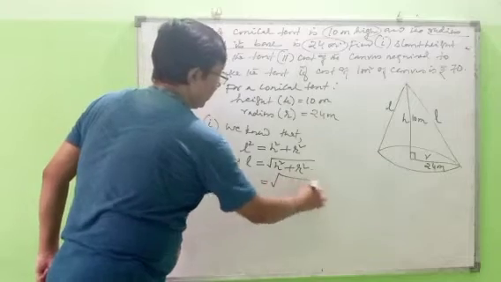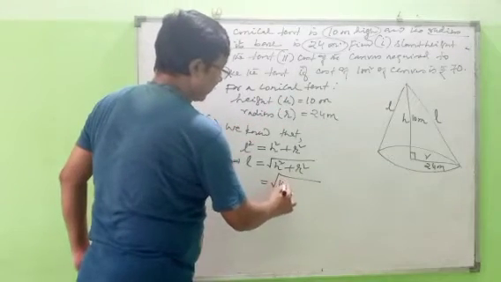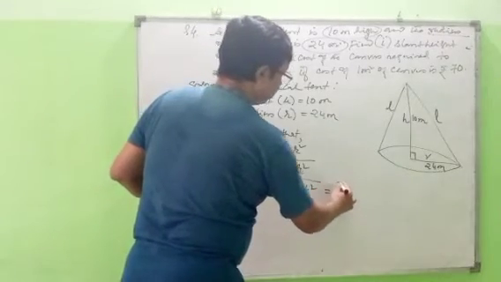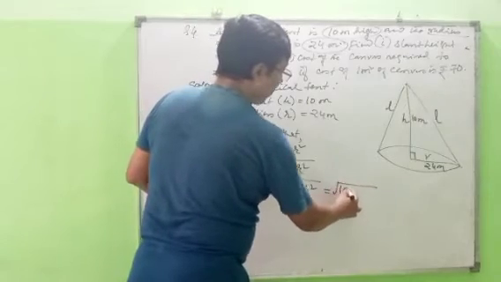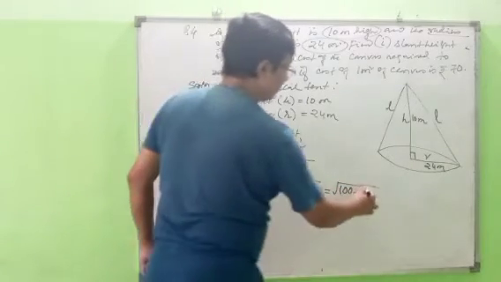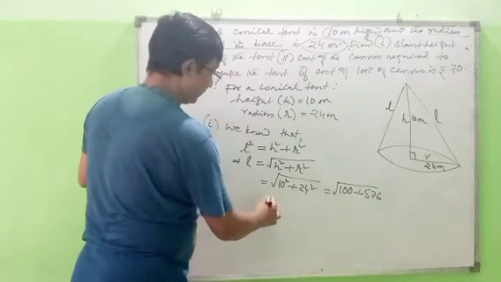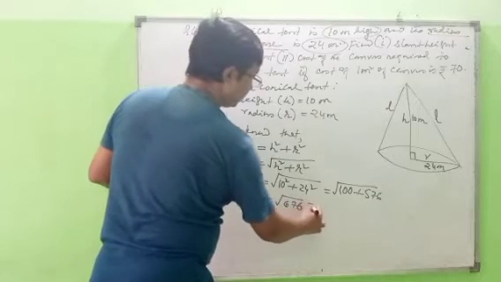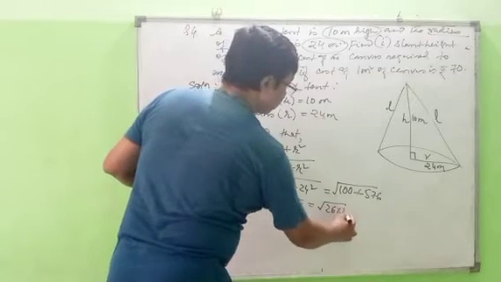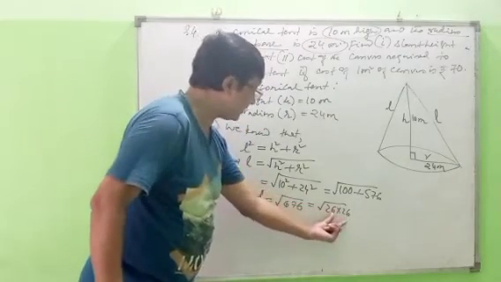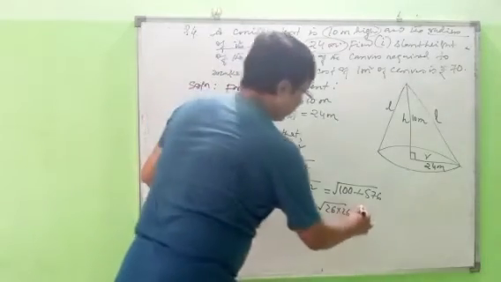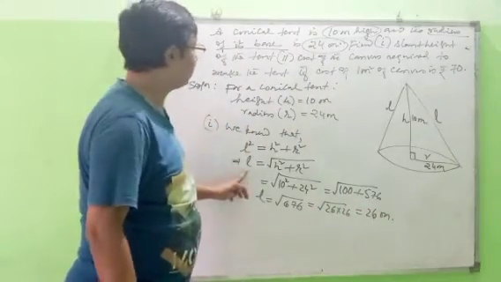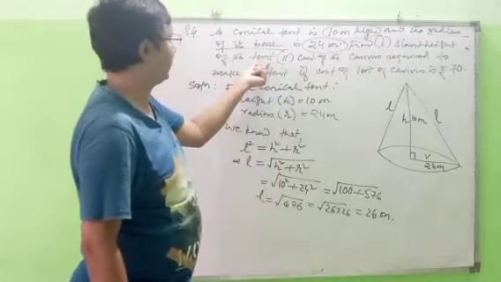So equals, now h is given 10, so it is 10 square plus r, which is given 24 square. You will get root over 10 square is 100 plus 24 square, which is 576. So this gives 676. So you got L, that means 26 into 26 gives 676, so L equals 26 meter. So you have got the value of the slant height of the conical tent.